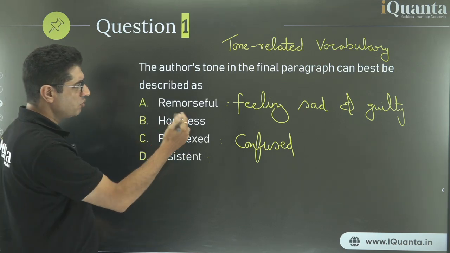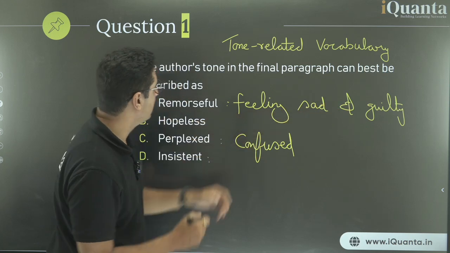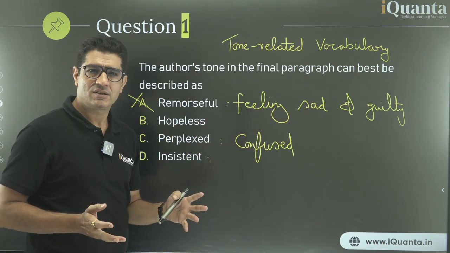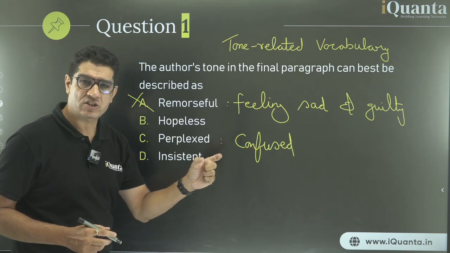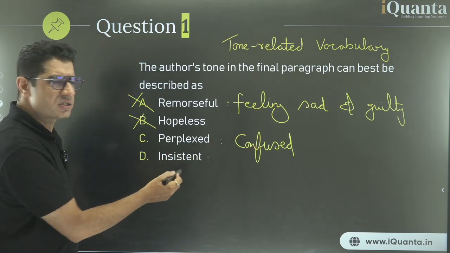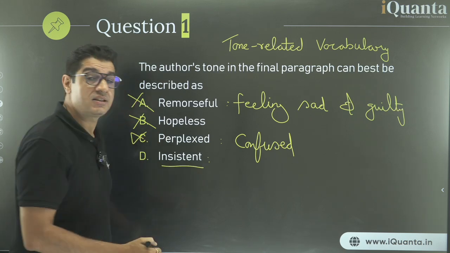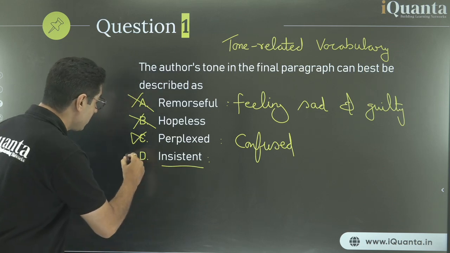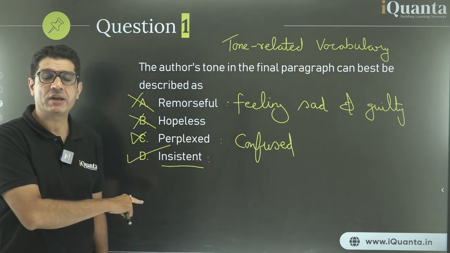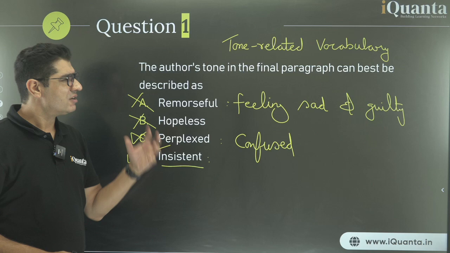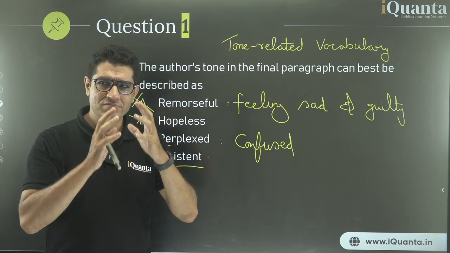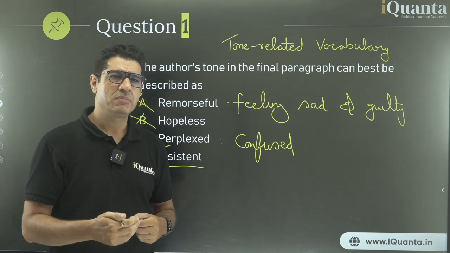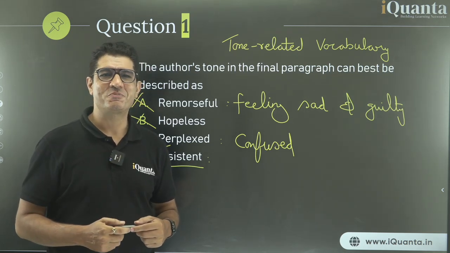So is he remorseful? No, the author has not done anything that he'll feel guilty about. Is he hopeless? Does the author feel nothing can be done about the situation? No, he ends with a clear-cut suggestion. Is he confused? No. But is he insistent? Yes, that must in the last sentence tells us that the author is serious about it, and therefore we will go ahead and pick up insistent. So that's a bit of the underlying concepts that are needed to help you become a boss of tone-based questions.